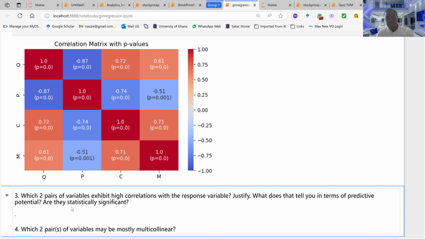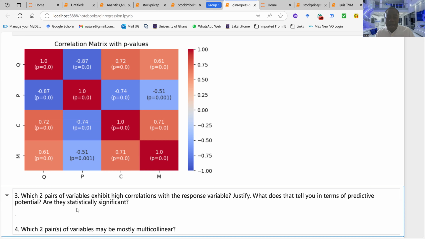So the first one is Q, and you've got to mention them in order of which is highest, because the question was high. So you've got to mention the highest one. Okay? So you say Q and P, then you put into bracket -0.87. The absolute value is what you focus on. But when you are writing, you write the negative as well, attached to it.